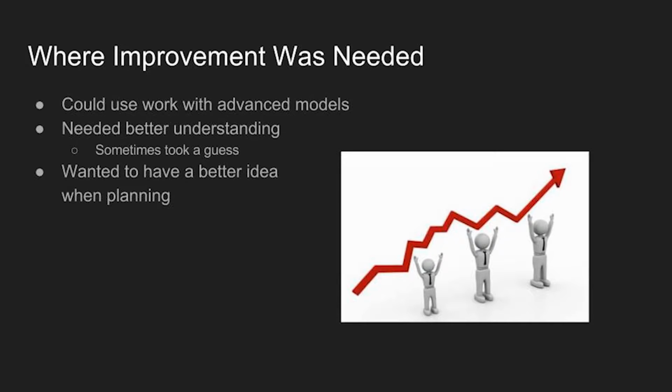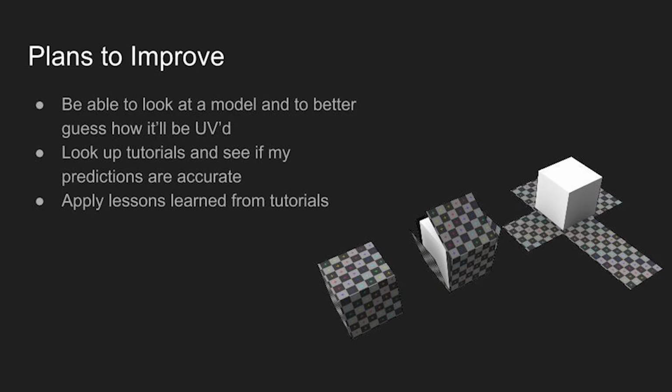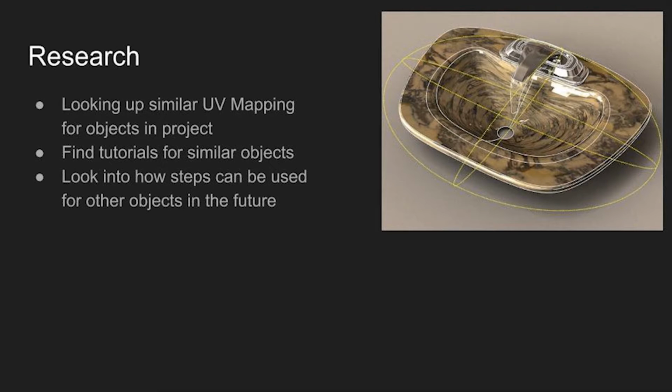Due to the lack of experience and understanding, I would sometimes take a guess for UV mapping in the past. Out of anything for this project, I wanted to have a better idea of what a UV map would look like for a model before actually getting into the unwrapping process. Just as I did with texturing, I looked up some tutorials online for UV mapping. As I proceeded through the tutorial, I would predict what the outcome would look like for the UV mapping. I would also make sure I understood why each step was executed the way it was, compared to doing anything else.